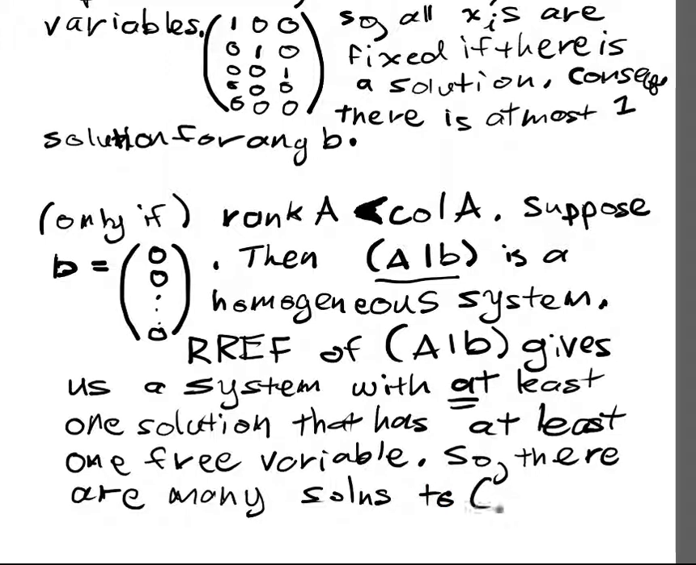to A augmented with B, right? Which means that we've shown that if this is the case, right, if it's not the case, then we know that there is a B such that this doesn't have a solution, and we've demonstrated the contrapositive. That ends this proof.